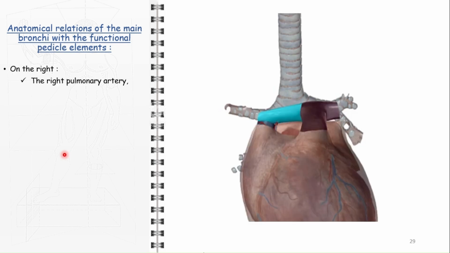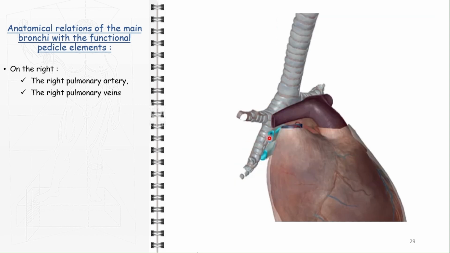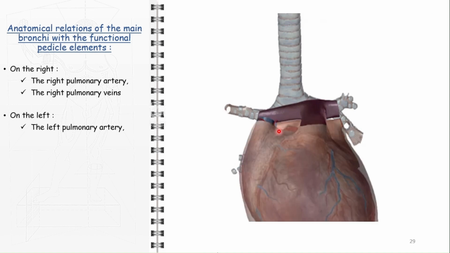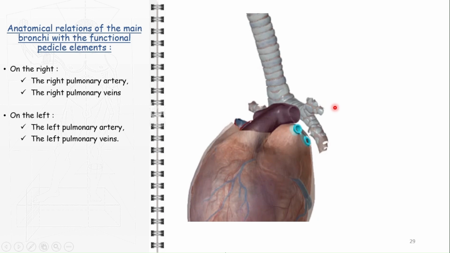On the right, the pulmonary artery runs horizontally to the right, crossing the anterior surface of the right main bronchus, and the right pulmonary veins are situated in front of and below the right main bronchus. On the left, the pulmonary artery runs obliquely upward and to the left to position itself above the bronchus, and the left pulmonary veins are located anteriorly and below the main bronchus.